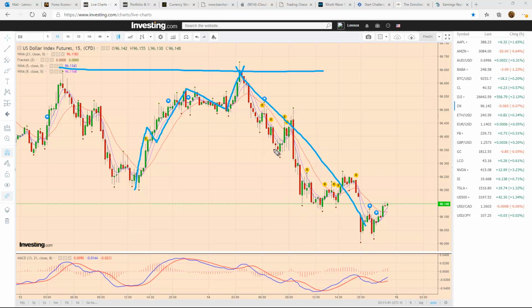Okay, so that's the kind of analysis that our members receive each night, and they can make quick profits by taking advantage of setups that are forthcoming in the major pairs.